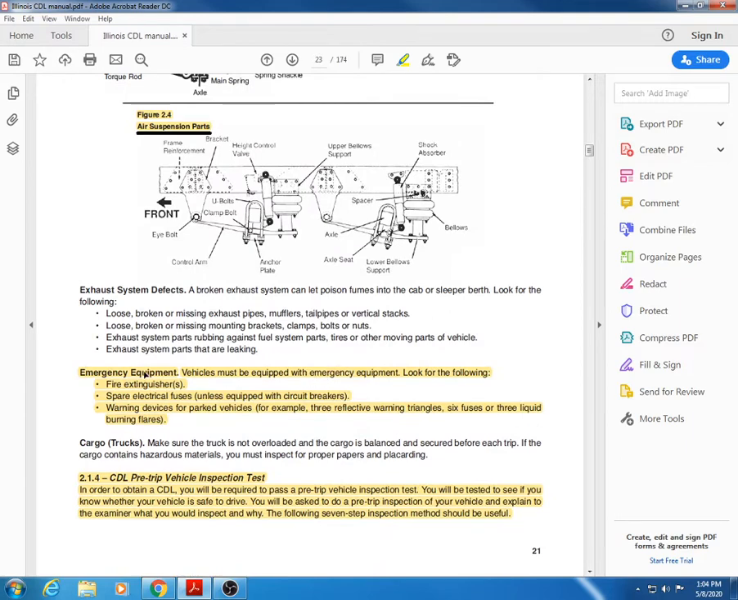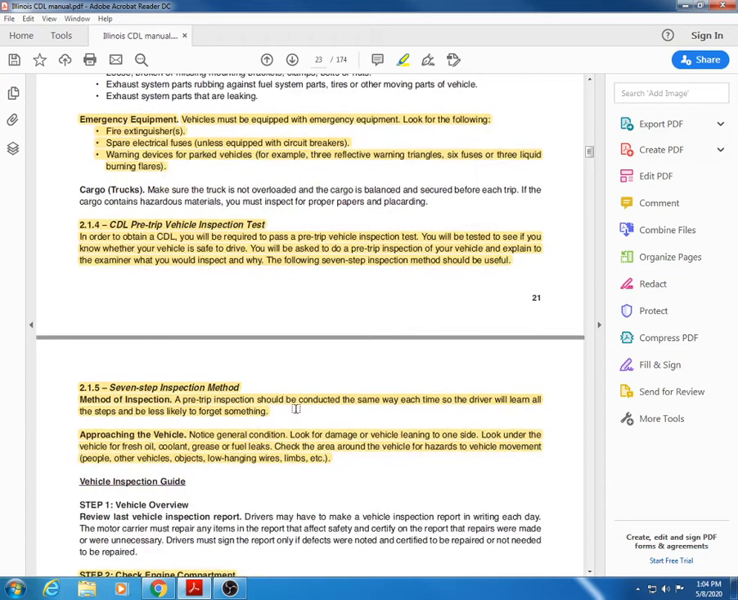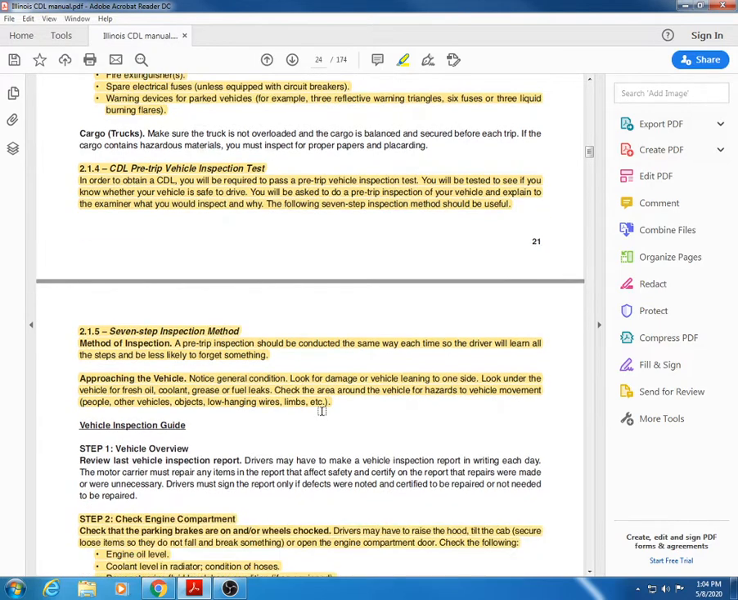Emergency equipment, that goes with your pre-trip as well. You always have to know these three things are the main things for emergency equipment that you have on your truck. Now your CDL pre-trip vehicle inspection test, again, this is highlighted. This is what you'll be tested on when you do your skills test at the DMV once you're done with the class. However, there could be some questions on it to get your permit as well. They're just not going to be quite as in-depth.